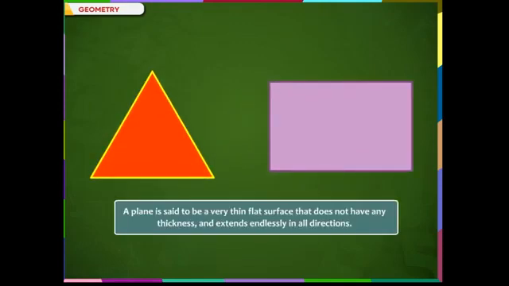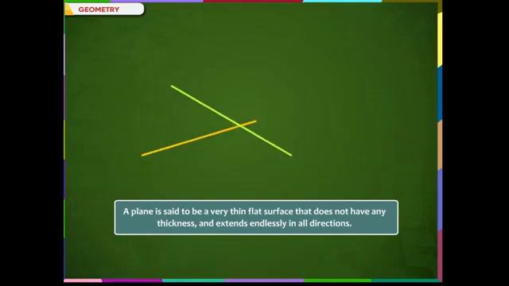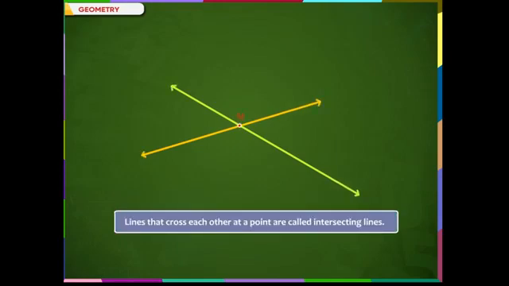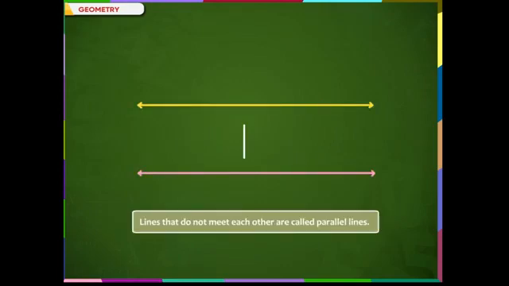5. A plane is said to be a very thin, flat surface that does not have any thickness and extends endlessly in all directions. 6. Lines that cross each other at a point are called intersecting lines. 7. Lines that do not meet each other are called parallel lines.